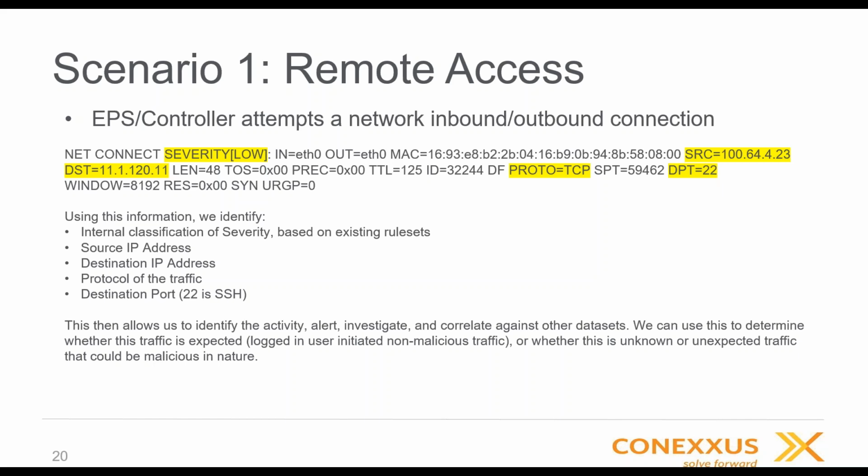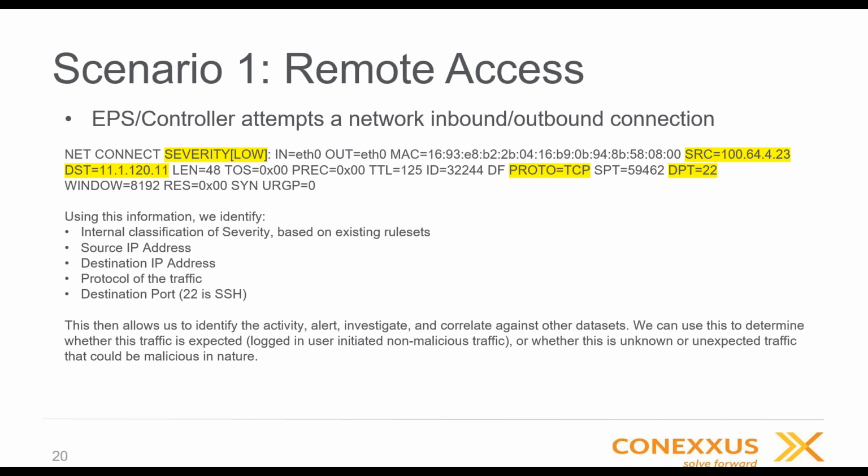We're given the source IP address, which is the SRC equals in the top right. We're given the destination IP address, which is in the middle left, the DST equals. We're given the protocol of the traffic, which is in the middle of the second line there, proto equals TCP. And then we're given the destination port through that DPT line, which is 22. Now, as an analyst, I'm looking at this and I'm saying, okay, this is SSH traffic, and SSH is an application that is used for remote command line access to a system.